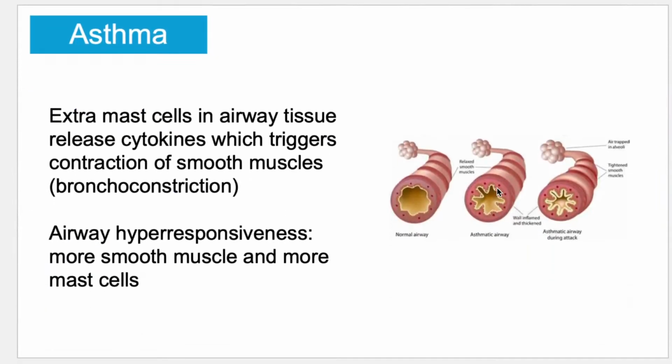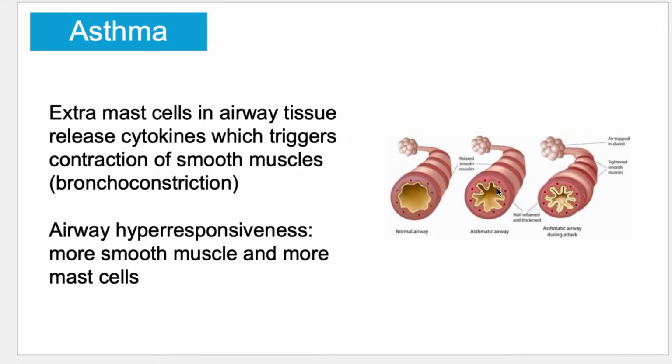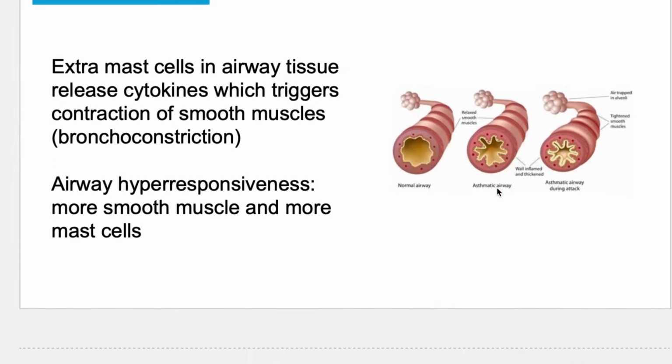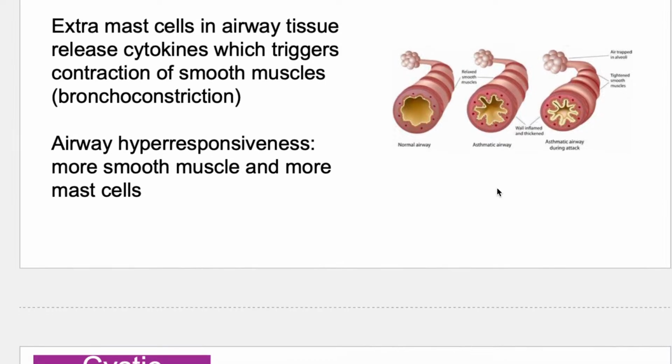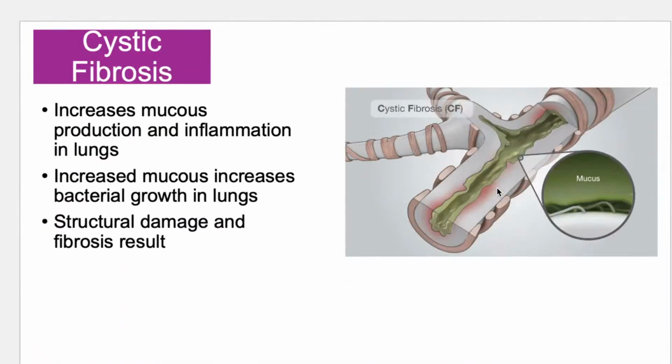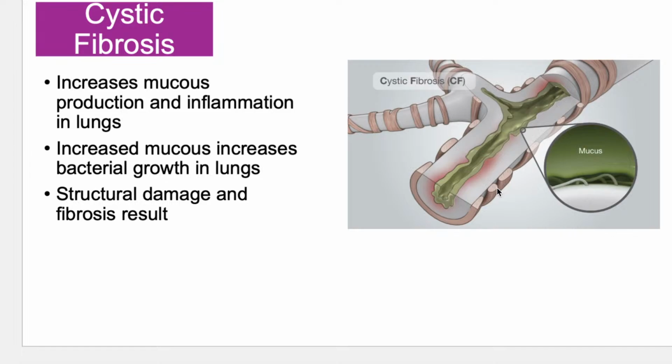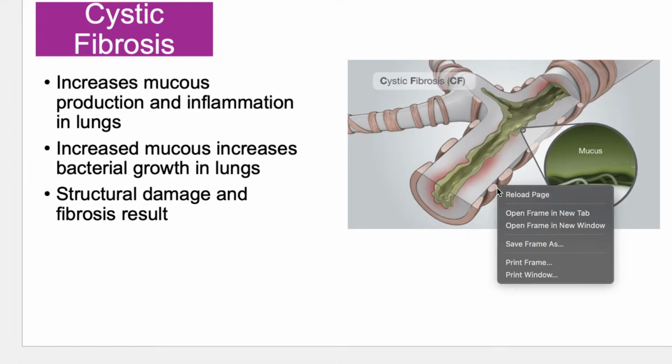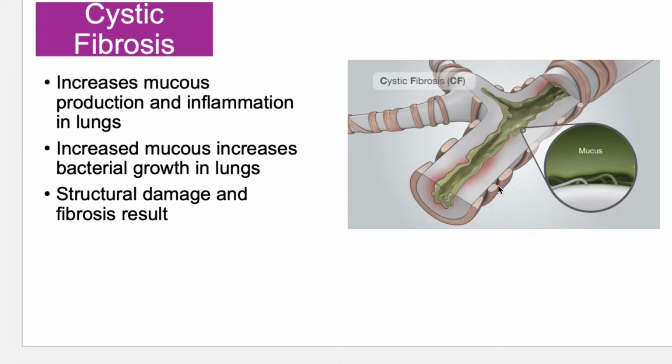Asthma is extra mast cells in airway tissues releasing cytokines which trigger muscle contractions of the bronchus and bronchioles. There's airway hyperresponsiveness, smooth muscles, and more mast cells. Cystic fibrosis increases mucus production and inflammation in lungs. Increased mucus increases bacterial growth in lungs. Structural damage and fibrosis result.